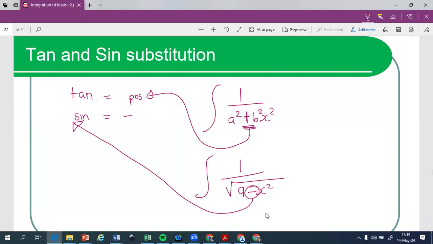So for both substitutions, they are always in division form. Yes, they are always in the division form. So if it's a multiplication, tan can't be used. Yes, okay, it depends on the number. But when it is multiplication, then you think about another approach.